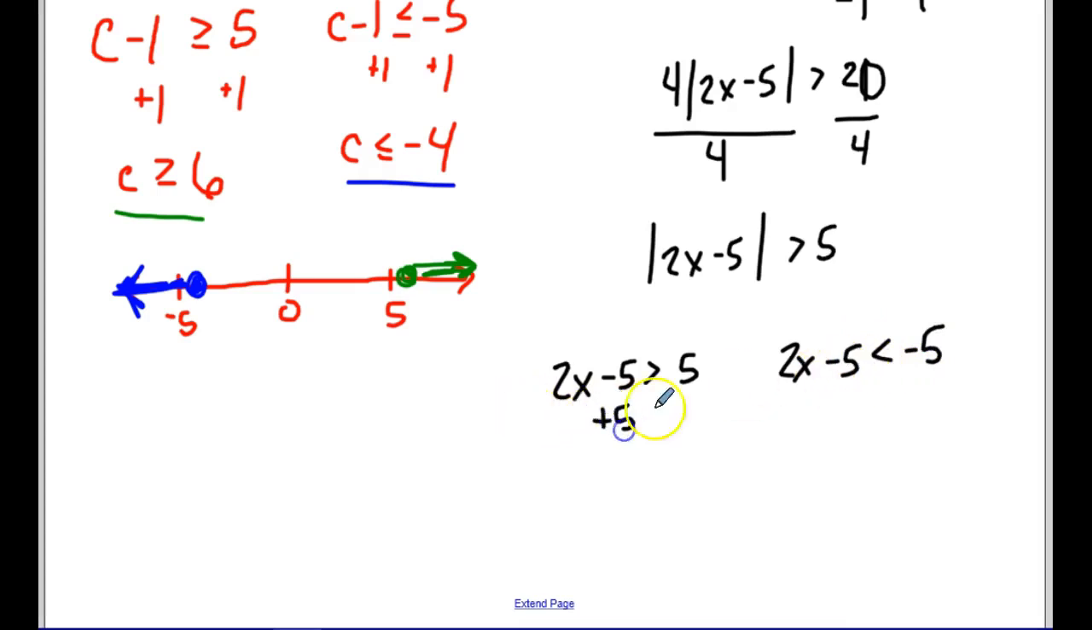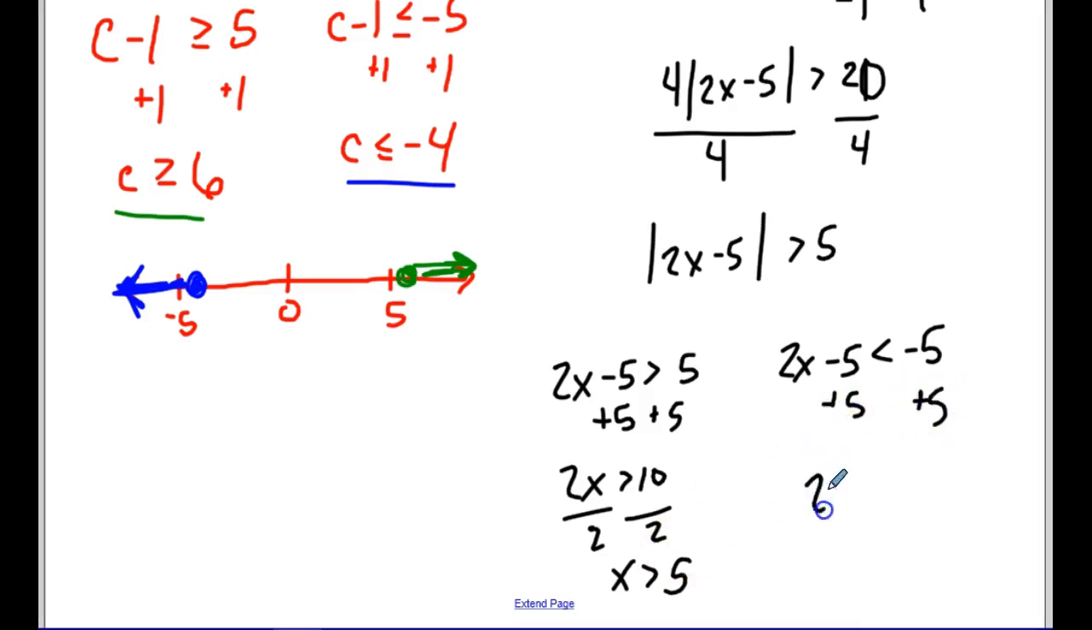So now I solve by adding 5 to both sides. So 2x is greater than 10, and dividing by 2, so x is greater than 5. And I'm doing all this to undo what's being done to x so I can get x by itself. So again over here I'm going to add 5 and add my 5. So 2x is less than 0. And now I divide by 2. So x is less than 0 because 0 divided by 2 is 0.